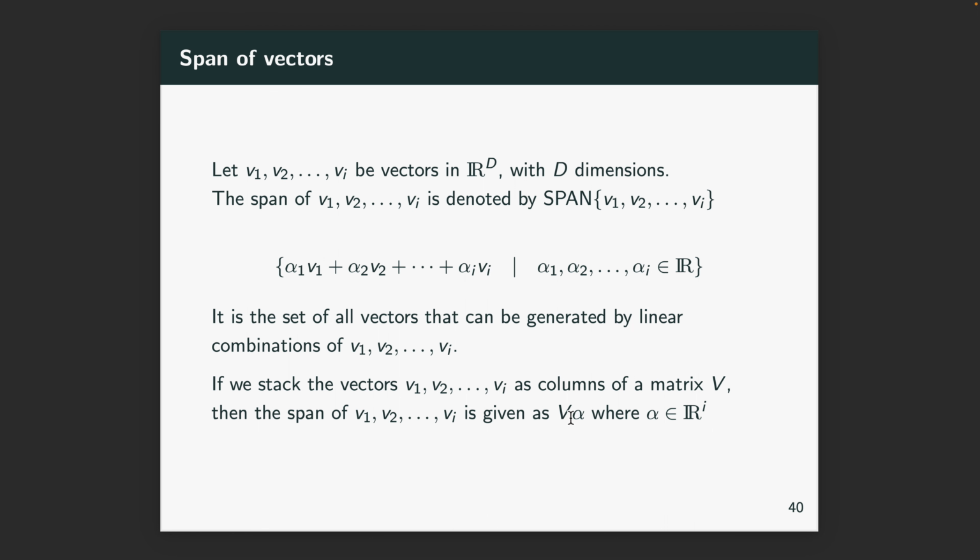So this is an efficient way of writing the span of a set of vectors as a matrix vector product. First write the set of vectors as a matrix. You put these vectors as columns of a matrix, and then you multiply that matrix with a vector alpha to get the span, where if you consider all possible alphas, you get the span of the set of vectors.